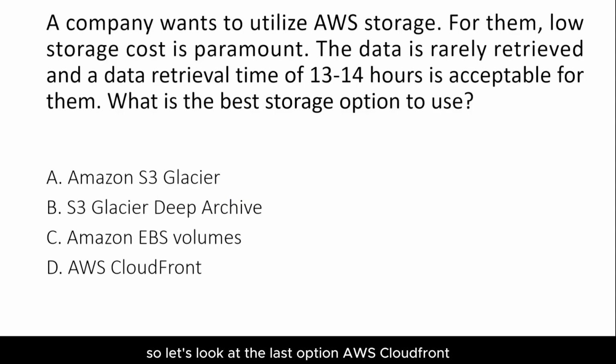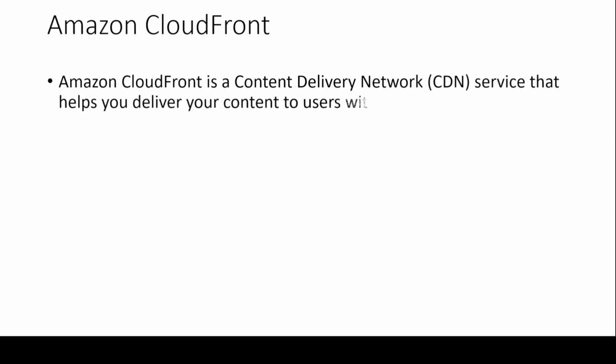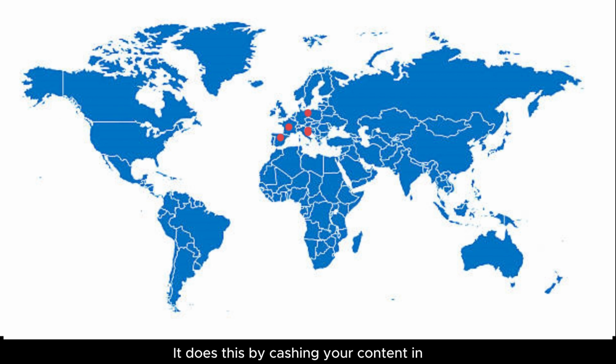So let's look at the last option, AWS CloudFront. Amazon CloudFront is a content delivery network service that helps you deliver your content to users with low latency and high availability. It does this by caching your content in edge locations around the world so that users can access it from the closest location.